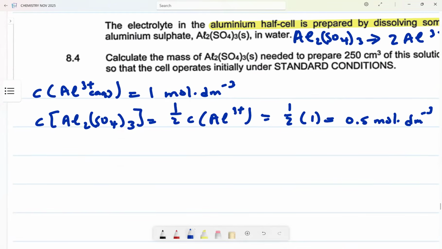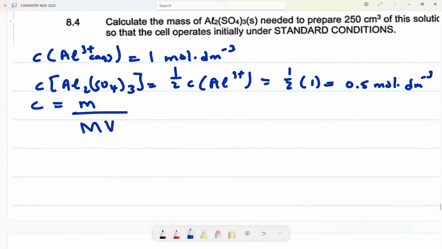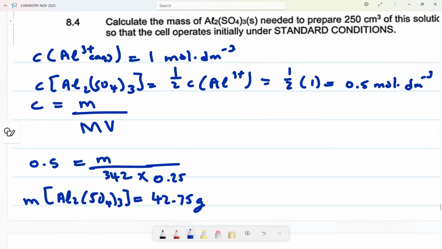And then now that I have the concentration of this one, I can find mass. How? Because I know that C is equal to mass over molar mass times volume. Still remember the formula? I believe so. And then the concentration is 0.5. The mass is what I'm looking for. The molar mass of this one, when you do your mathematics and use your periodic table, will be 342, multiplied by the volume. The volume is 250, but in decimeter cubed it is 0.25. And then the mass of my aluminum sulfate is going to be 42.75 grams.